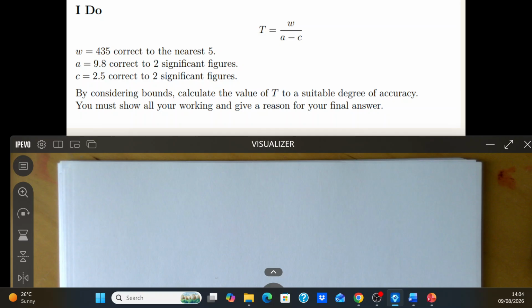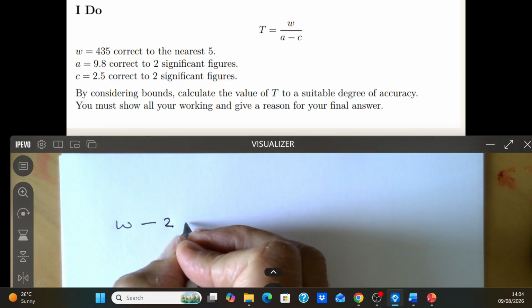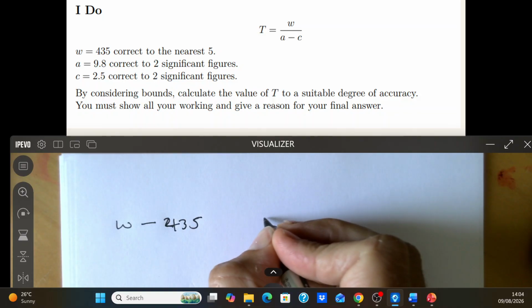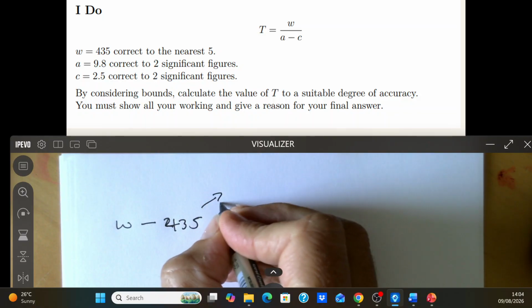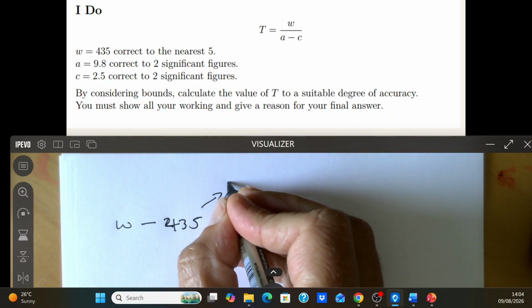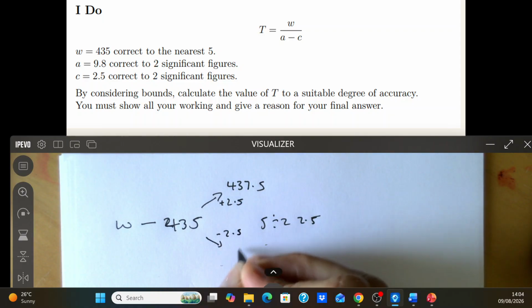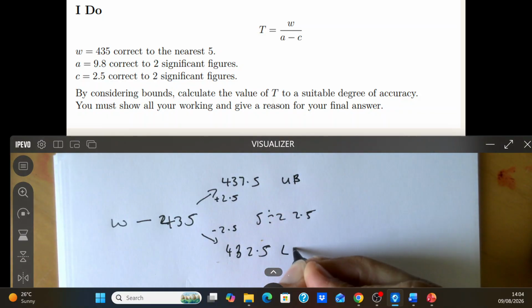So W is 435 to the nearest 5. 5 divided by 2 is 2.5. So I'm going to add 2.5, giving 437.5, and I'm going to take 2.5, which gives me 432.5, and that gives me my upper bound and my lower bound.